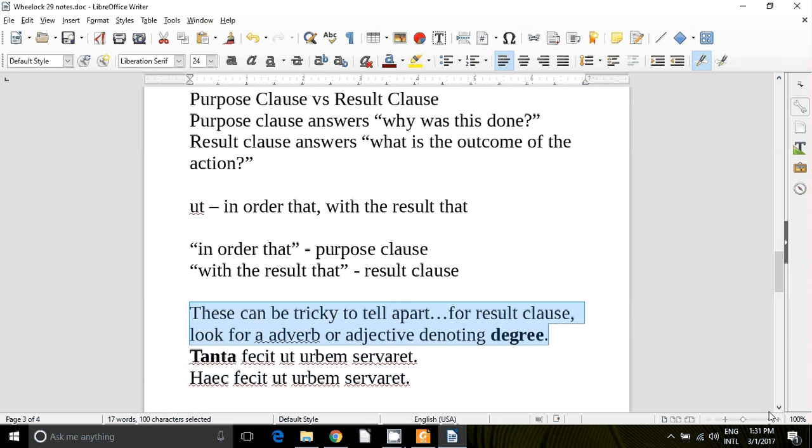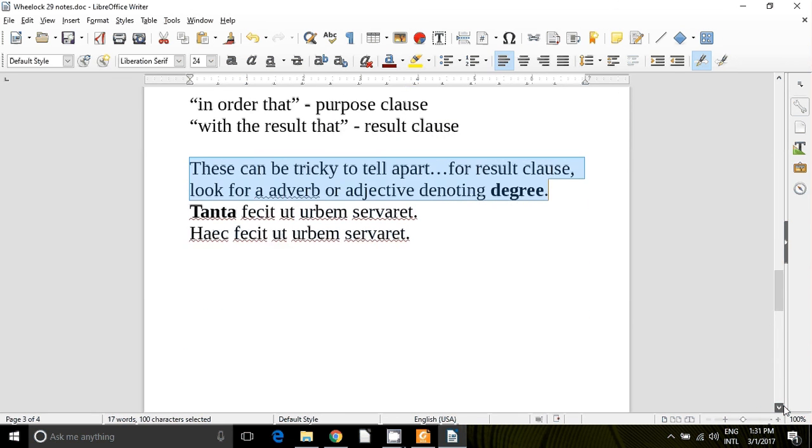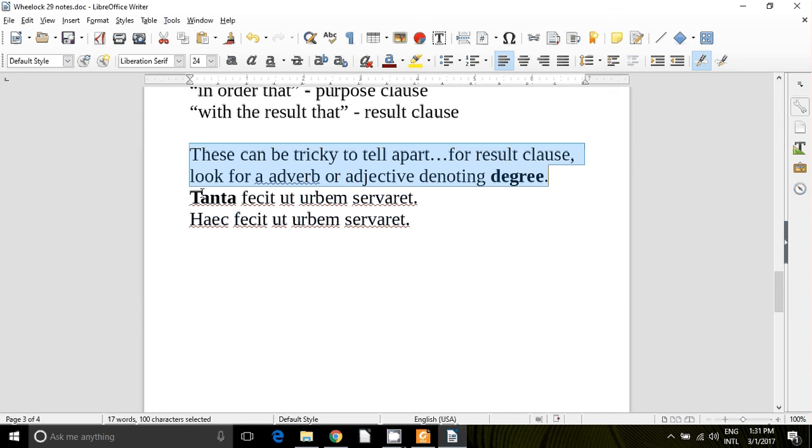Well, one way you can tell them apart is by looking for an adverb or an adjective denoting degree. And so tanta fecit means he did so much, he did so many things, ut urbem servaret, that he saved the city, with the result that he saved the city. As opposed to haec fecit, he did these things in order that he might save the city, as opposed to with the result that he saved the city.